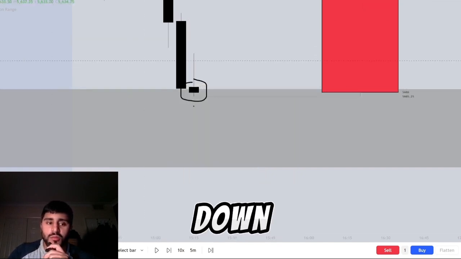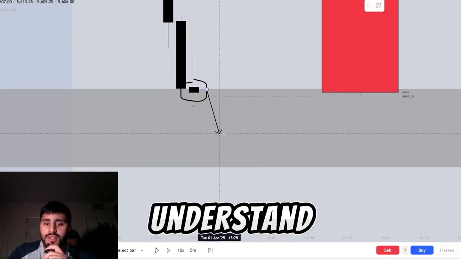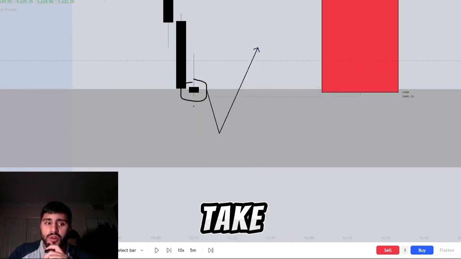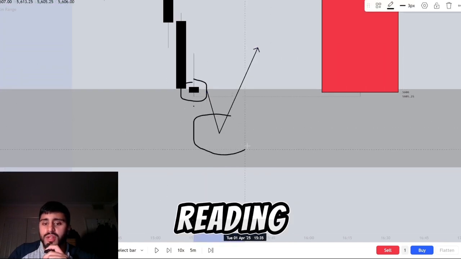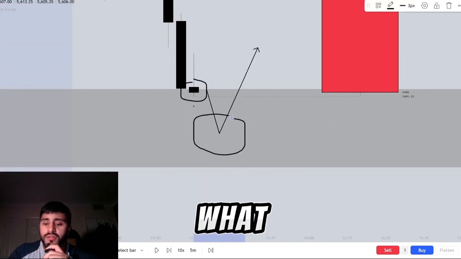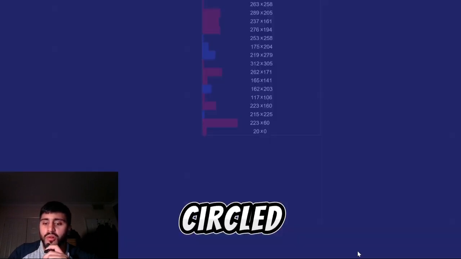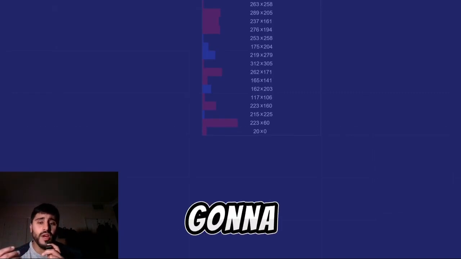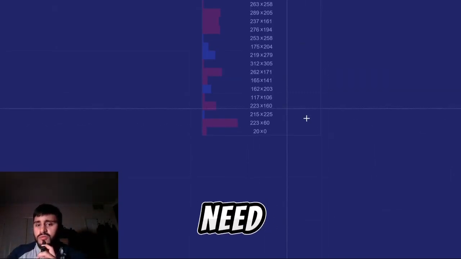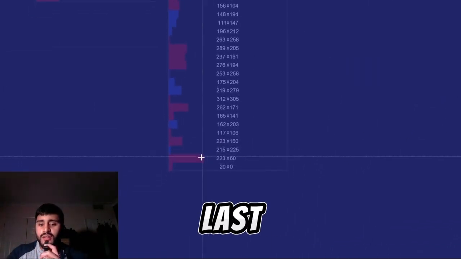So let's just break this down one more time. You need to understand what is happening here before you take price to the upside. So you need to be reading this price action, right? So what I've circled over here, we're going to break this down in terms of the order flow, but you don't need to read all these numbers. You just need to read the last numbers, right?